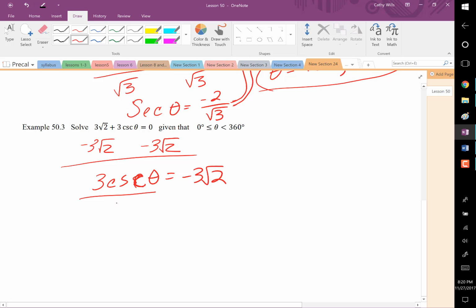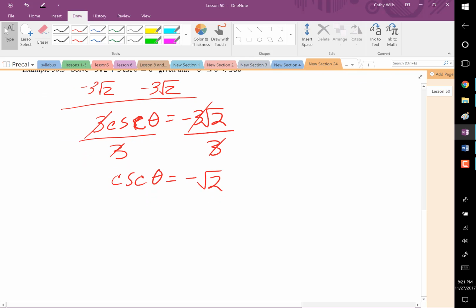And then we're going to divide both sides by 3 so we can completely get that by itself. So that's going to be cosecant theta equals, and these 3's cancel, so I just end up with negative square root of 2. Now I don't have my cosecants on my unit circle, so I know that cosecant is the reciprocal of sine. So if cosecant theta is negative square root of 2, then sine is going to be the reciprocal of that, which is negative 1 over the square root of 2, which is also negative square root of 2 over 2, however you like to think about it.